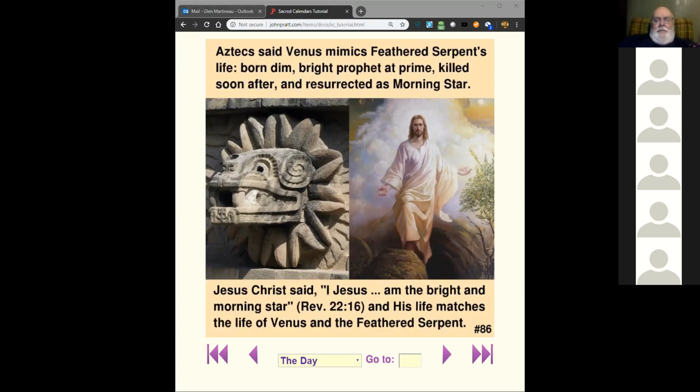Okay. So I read that, and I knew the scripture that's at the bottom of this slide, that Jesus said, I, Jesus, am the bright and morning star. So he said he's the morning star, which I had never understood at that time. And the Aztecs said that the name they called Christ was represented by the morning star, and that his life matches the life of Venus and the feathered serpent.